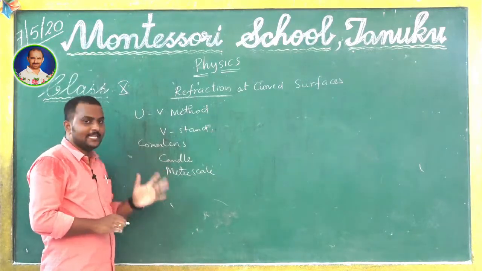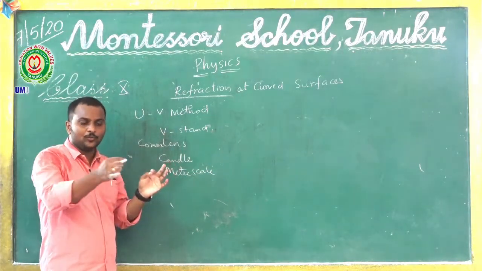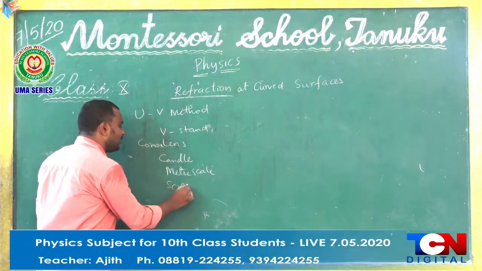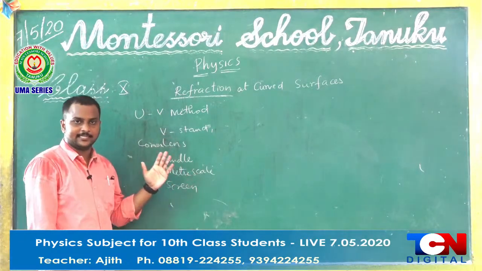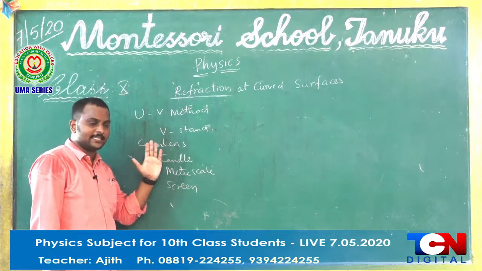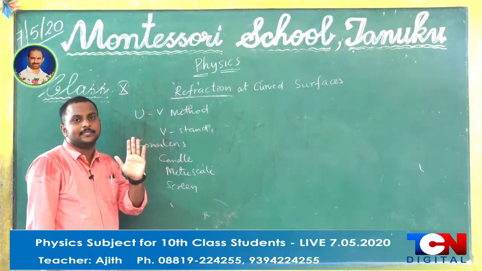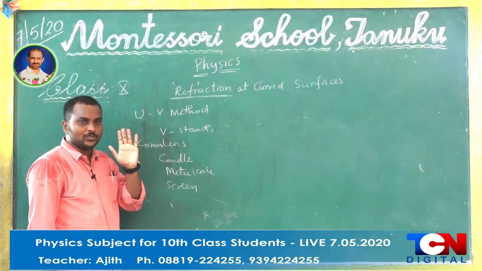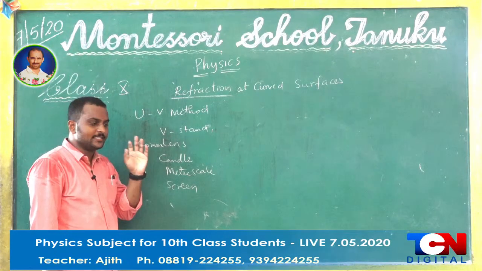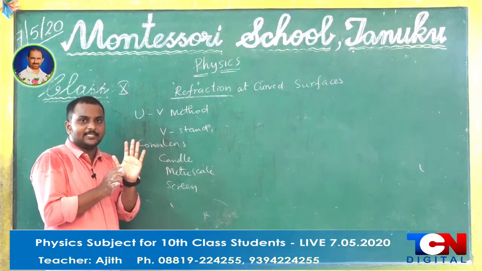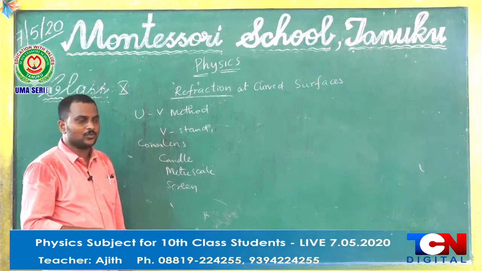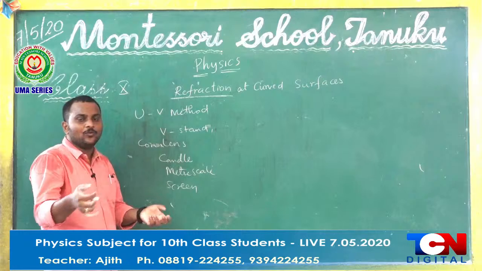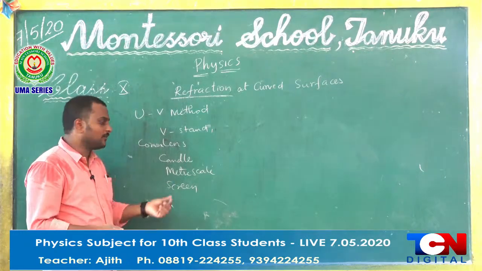Place the lens on the V stand and light the candle, ask your friend to move the candle, and you have to place a screen on the other side of the lens. So try to trace the sharp image of the candle on the screen. The distance at which you get this image is the focus. So by measuring the distance between the lens and the screen, you can get the focal length of the lens.